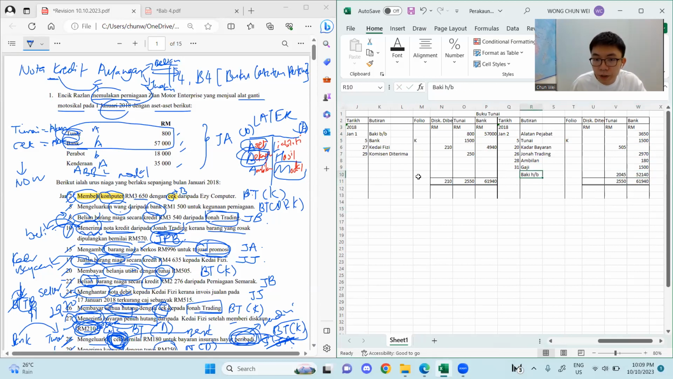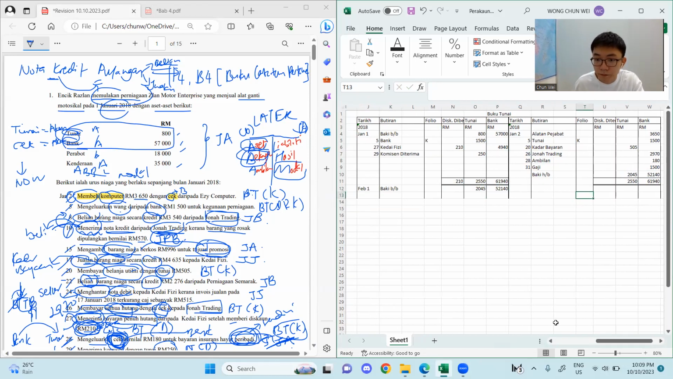So when there is a HB, you must do a Baki BB. So the next date will be February 1st, Baki BB. This is a new month. Okay, so it's 31st January. So the next day will be February 1st, Baki BB. So what is Hantar Kebawah? So tunai Hantar Kebawah, 2,045. For bank, Hantar Kebawah, it's the same figure, 52,140. That's it.